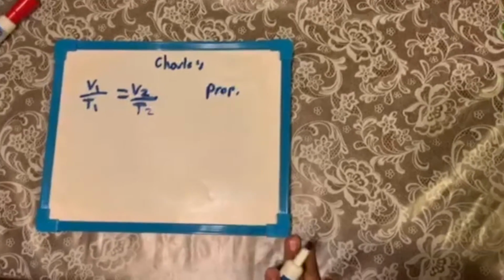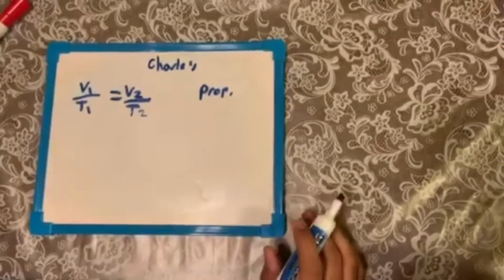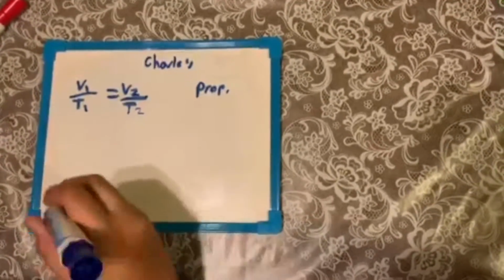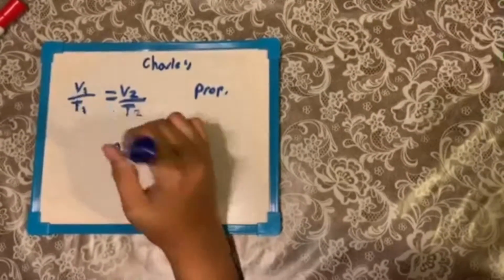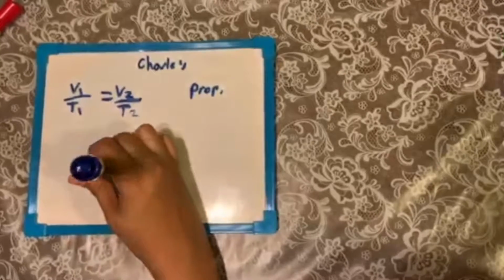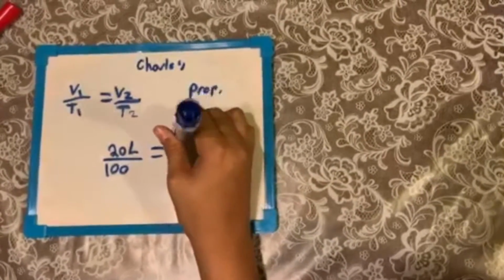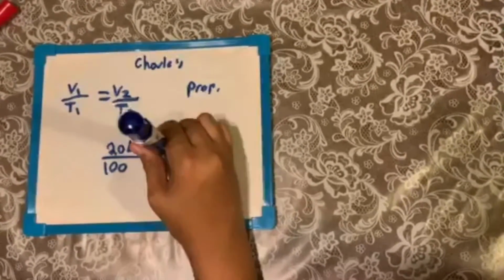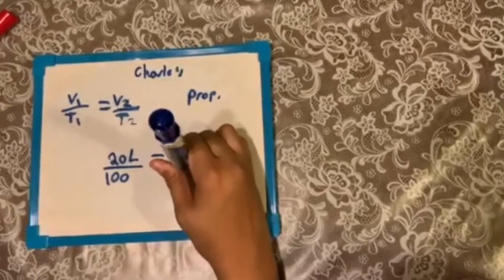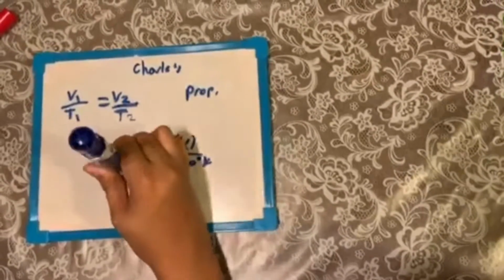So let's just do a practice problem, just a little refresh on how to do these type of problems. So volume 1, let's make that around 200 liters, alright? And temperature 1, let's make that 100. And it's equivalent to volume 2, we're trying to solve for that, so that is X. And let's say it is 300 degrees Kelvin.